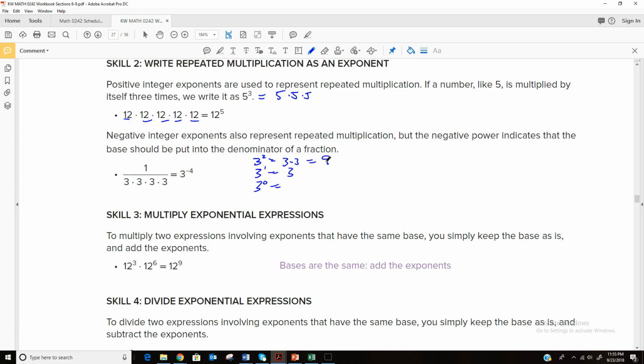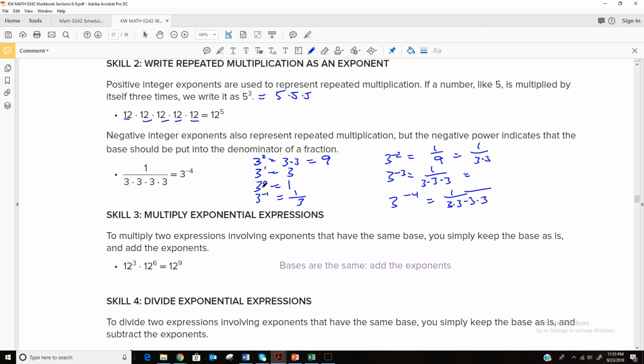Starting from 9, if we divide by 3, we get 3. If we divide by 3 again, we get 1, actually. And then 3 to the negative 1 is actually 1 over 3. So we have 9, 3, 1, 1 third. 3 to the negative 2 would be 1 ninth, because it's 1 over 3 times 3. 3 to the negative 3 is 1 over 3 times 3 times 3. And then 3 to the negative 4 would be 1 over 3 times 3 times 3 times 3.